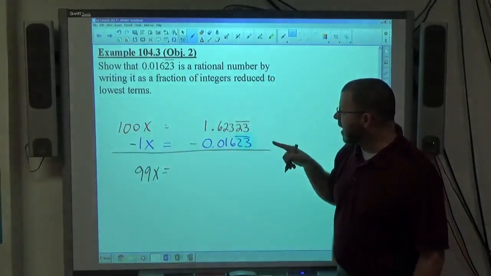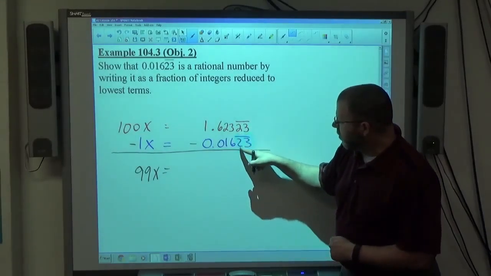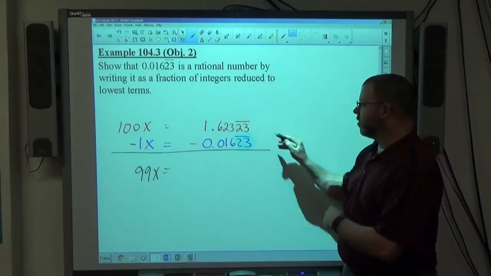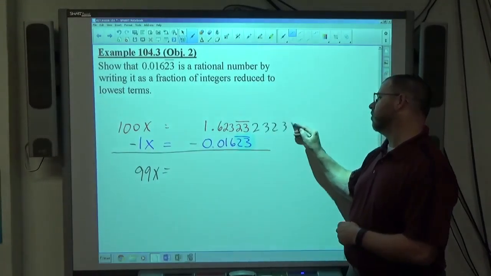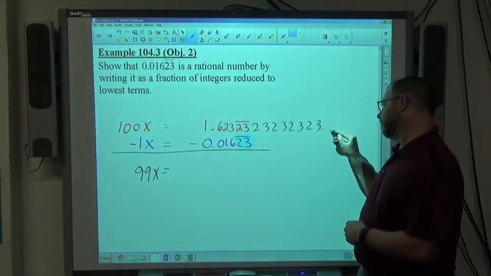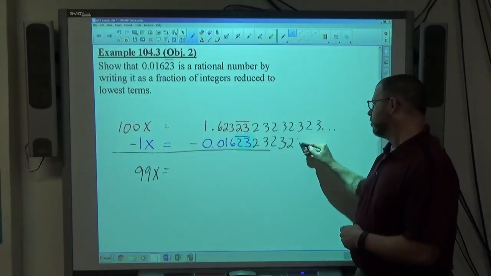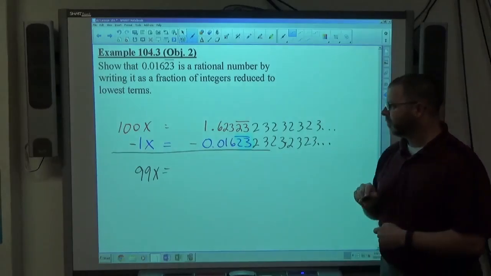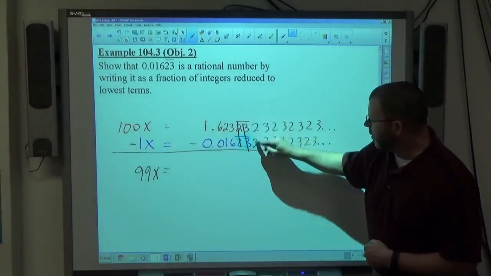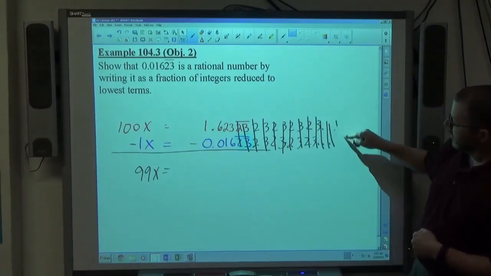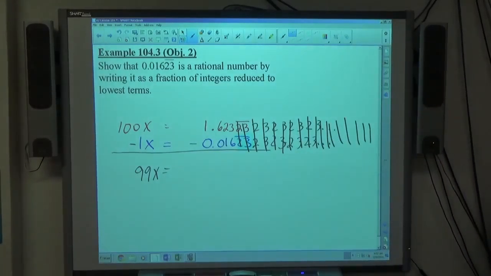Okay, on this side, the 2's cancel the 2's, the 3's cancel the 3's all the way to infinity. This is just 2, 3, 2, 3. So just imagine 2, 3, 2, 3, 2, 3. It's hard to write. 2 cancels 2, 3 cancels 3, all the way to infinity, right?